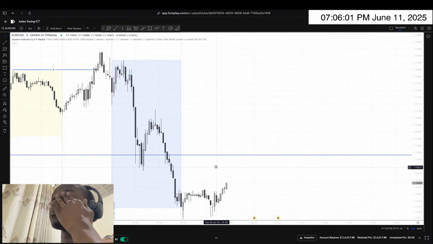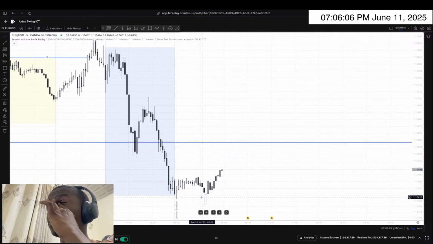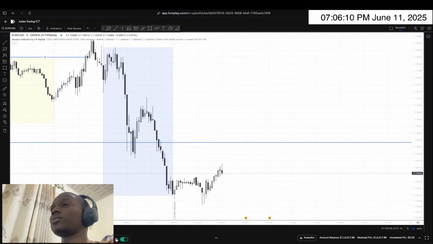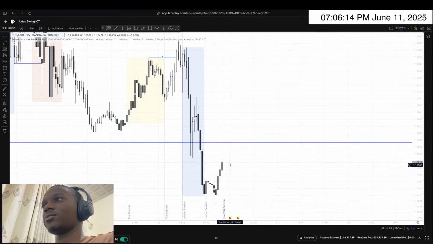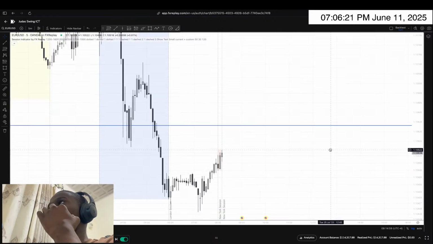Okay, so we have this low taken out. Yeah, we shifted in structure, and the 15-minute is looking like this as well. So we'll just be observing to see how.